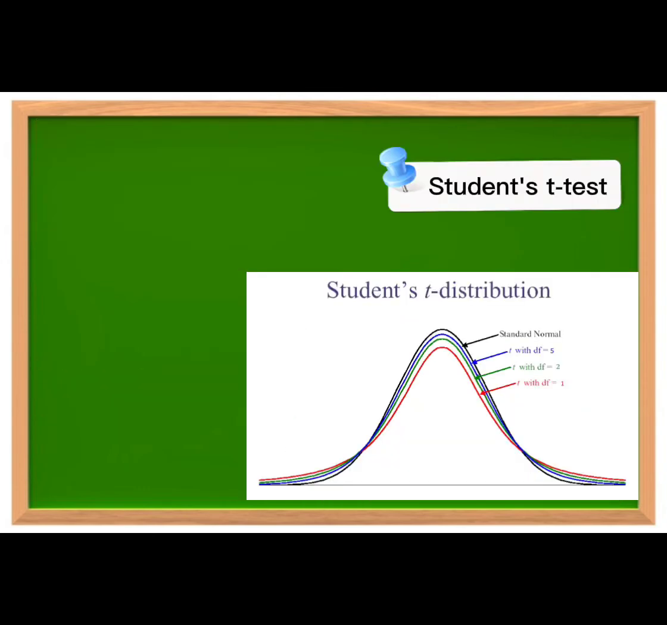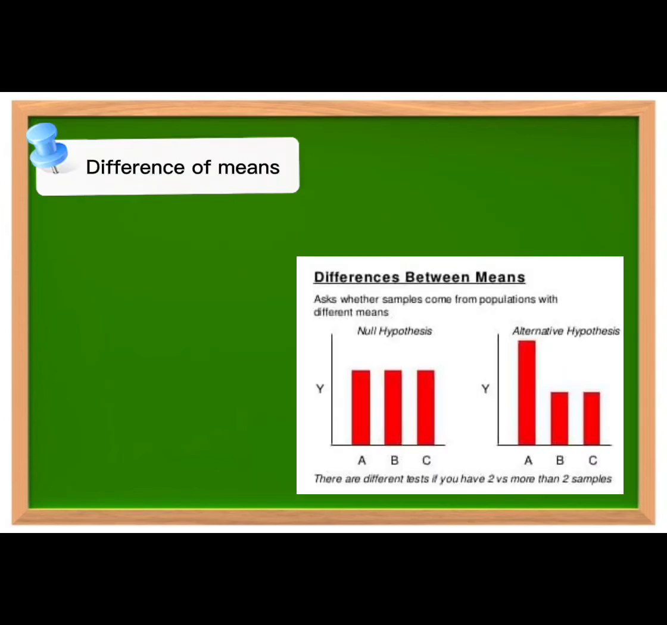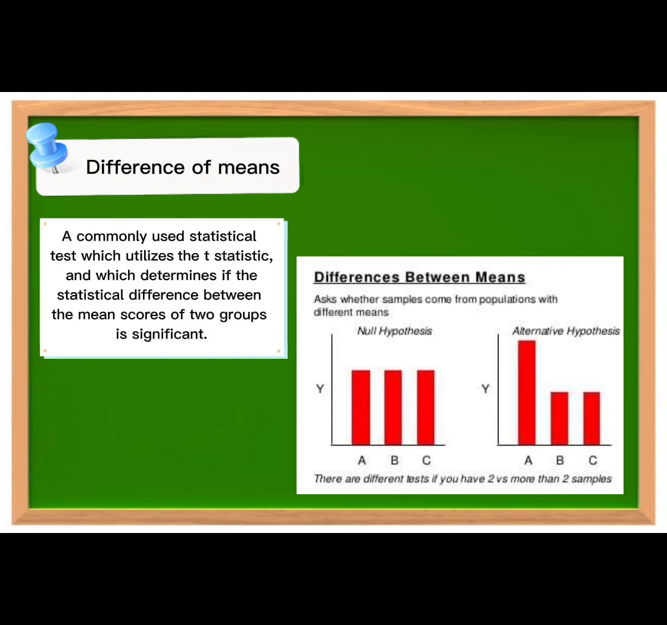Student's t-test. A test that can be used in place of the z-test where there is still only one group, but where, in contrast to the z-test, the standard deviation of the population is not known. Difference of means. A commonly used statistical test which utilizes the t-statistic, and which determines if the statistical difference between the mean scores of two groups is significant.